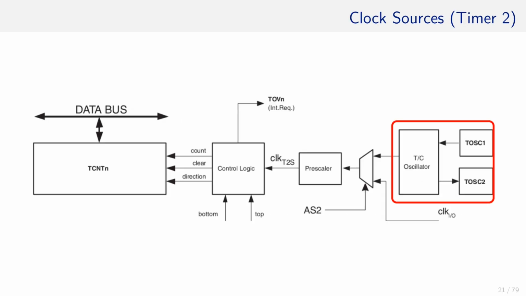What about the specialty of timer 2? Well, timer 2 is connected to 2 pins called TOC1 and TOC2 and an oscillator. Alternatively, the timer can also be clocked using the clock I/O, depending on the setting of the signal AS2. Both signals are fed into the prescaler, which then generates a clock signal called clock T2S. That is quite different compared to the timers that we had so far.